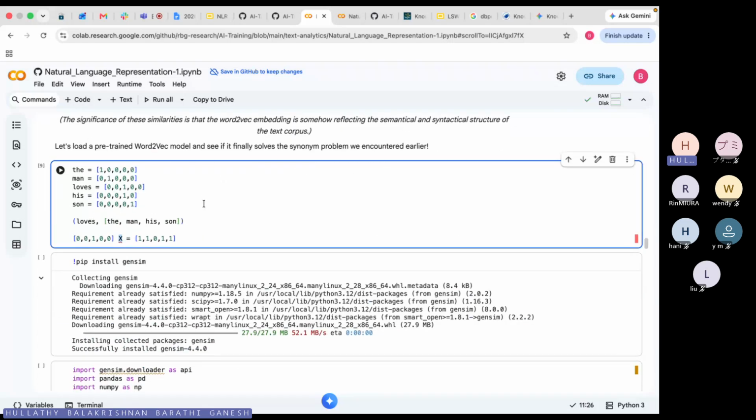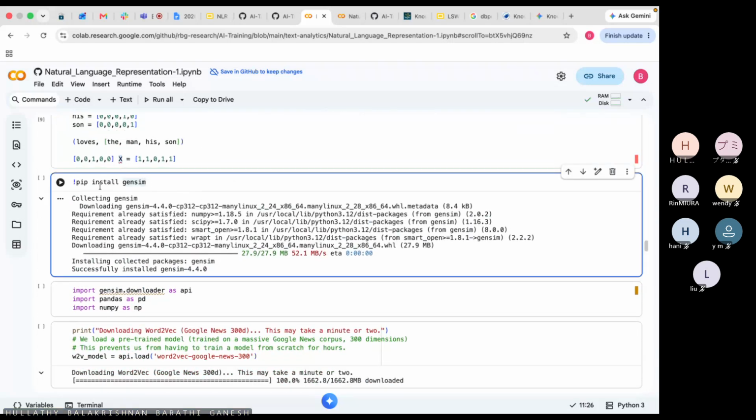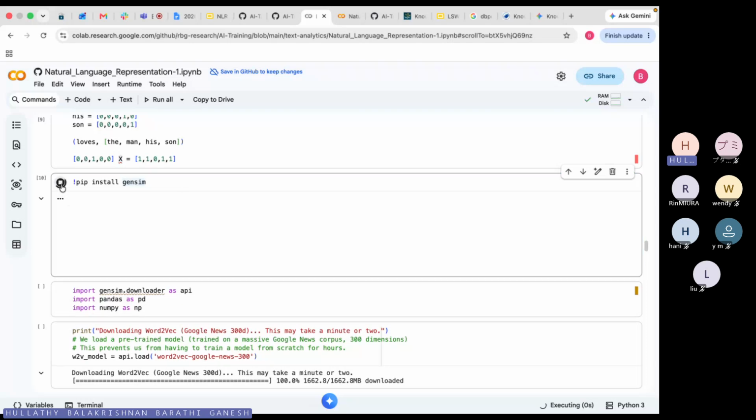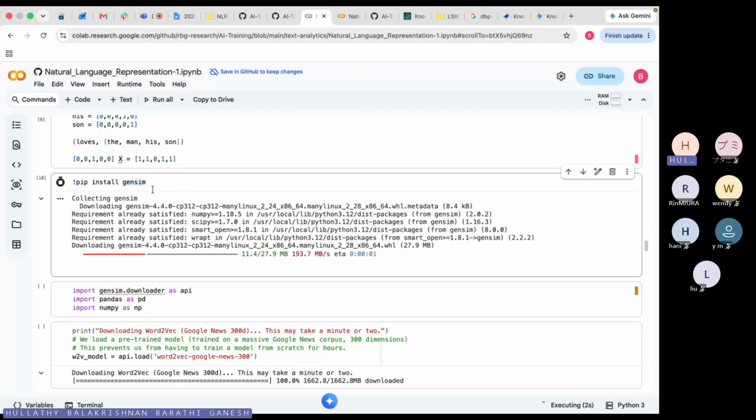So let's do it. I'm using the Gensim library, which we generally use for doing word2vec tasks. It won't be installed by default, so we're installing it.